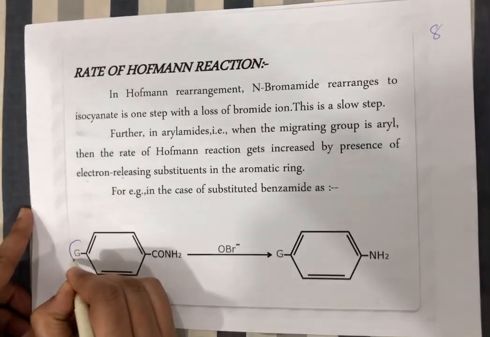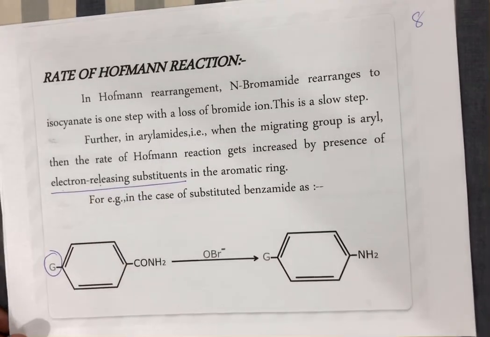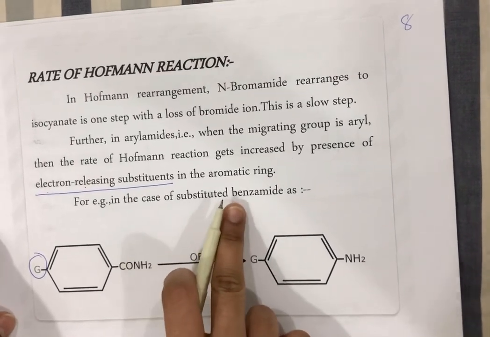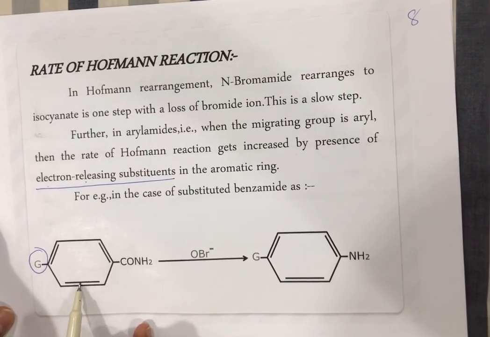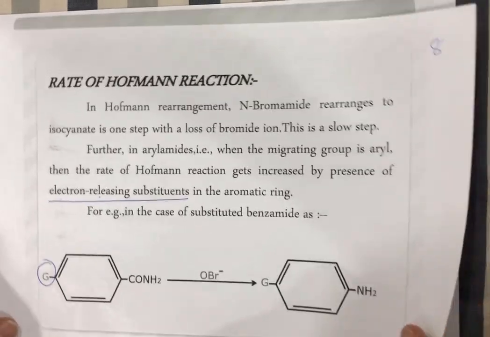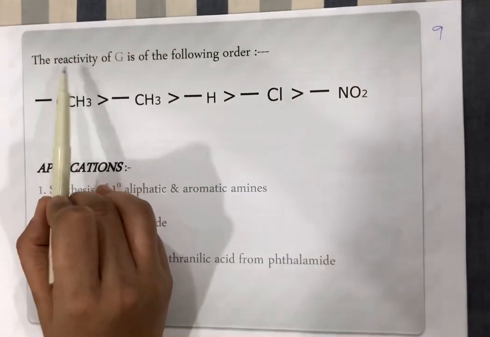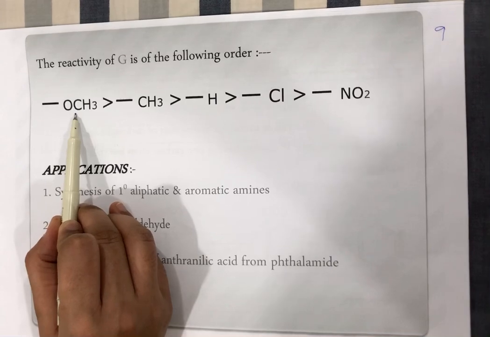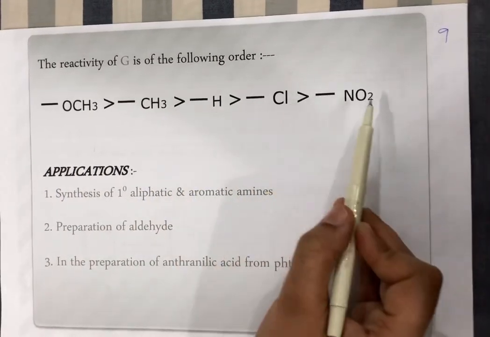You can see here this G is an electron releasing substituent in the aromatic ring. For example, in the case of substituted benzamide, with an aryl group, the rate of reaction will be increased in comparison to alkyl. You can see here the reactivity order: OCH3 has the highest rate, then CH3, then H, then chlorine, then NO2.